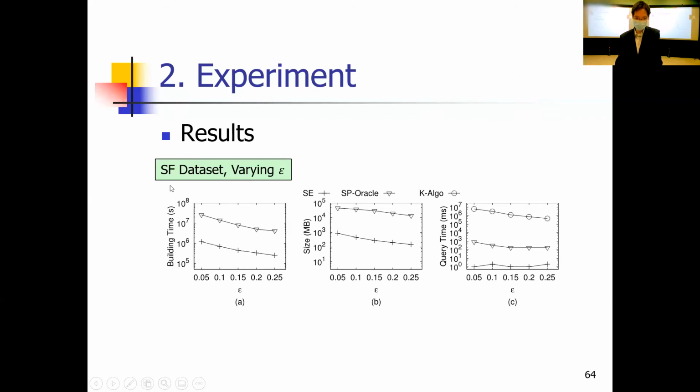Now let's see the result on the San Francisco dataset. We vary epsilon, our parameter, and measure the building time, the time to construct the data structure, the size of the data structure, and the query time to answer the shortest path query. We have our two baselines as mentioned, SP Oracle and K-Algo. This is our algorithm, space efficient. Let's see the left hand side. Here is the building time. We can see that we are smaller than the baseline. And for the size of the data structure, we are also smaller than this one.